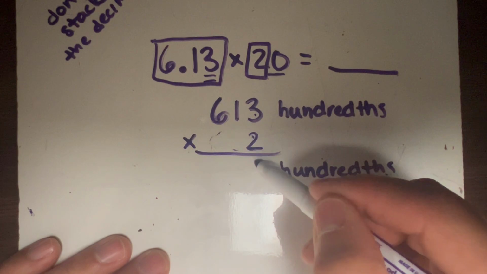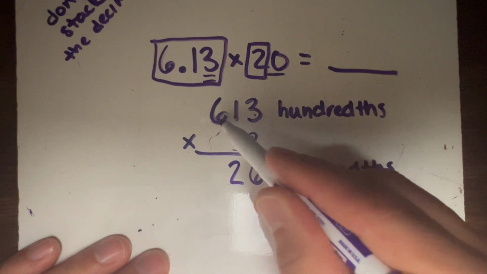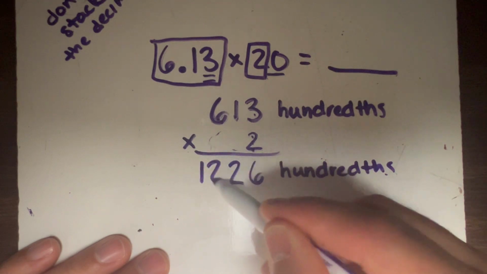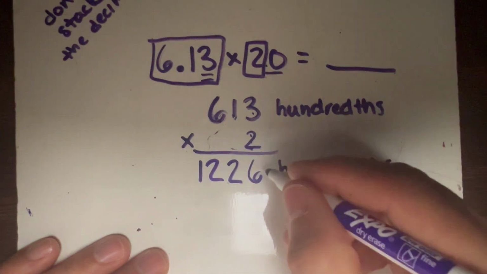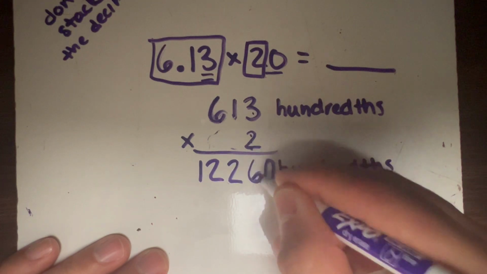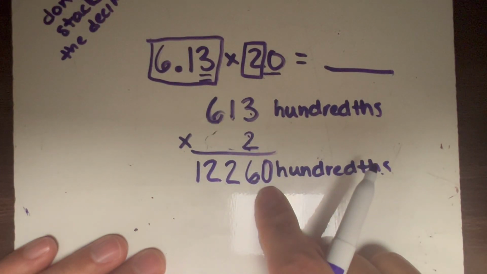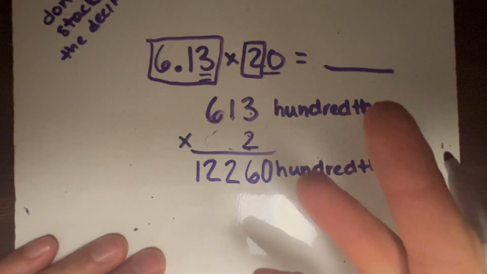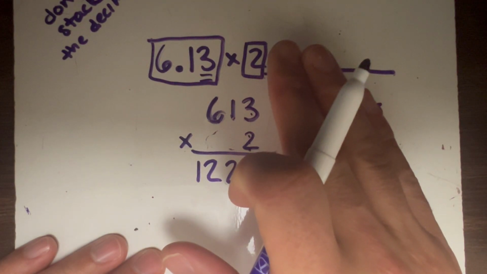3 times 2 is 6. 1 times 2 is 2. 6 times 2 is 12. No need to regroup because we're done. And then squeeze in a 0 at the end. That part's going to be important. If you forget that 0, you're going to get it wrong because the question's not 6 and 13 hundredths times 2.